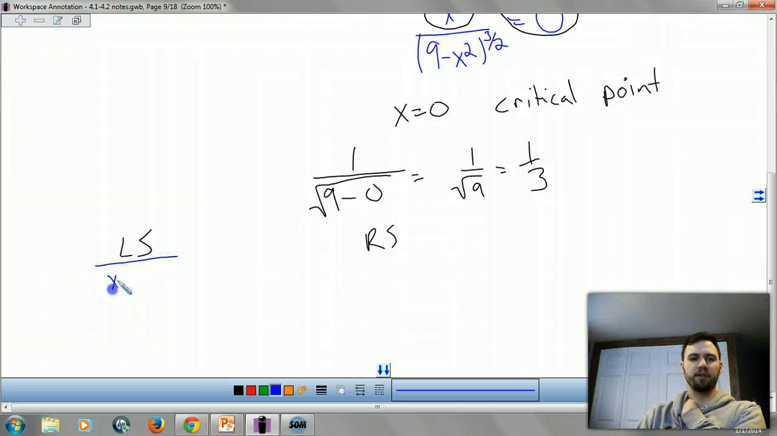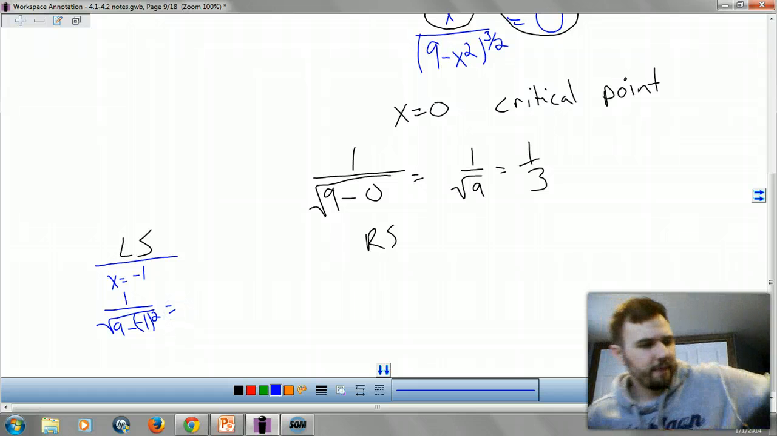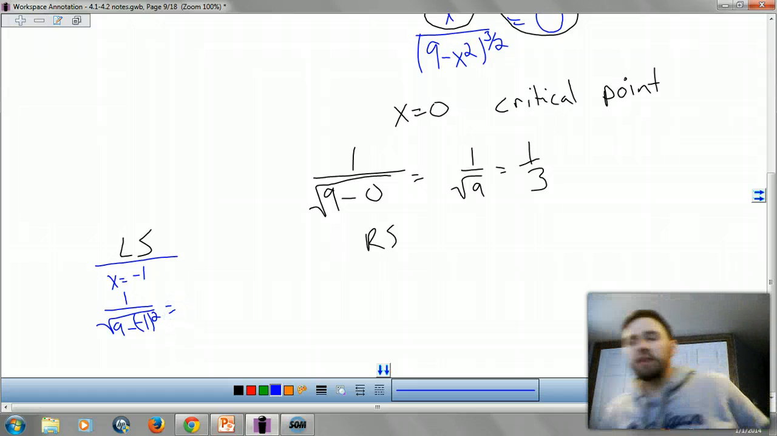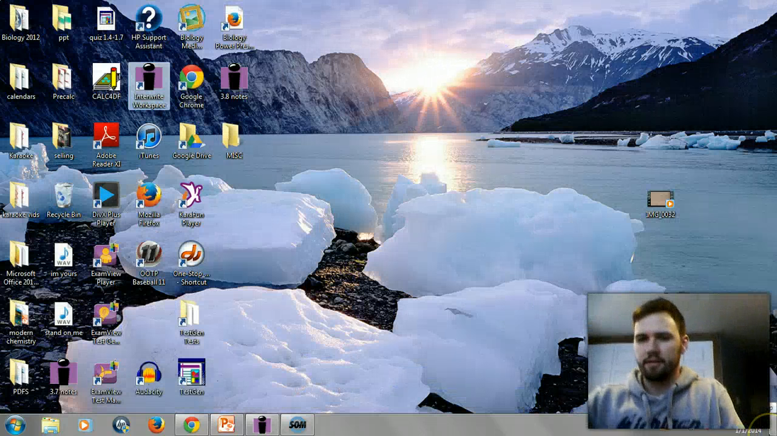So let's say x equals negative 1. 1 over square root of 9 minus negative 1 squared, right? Again, we have to plug it into the original equation here, because we are looking at the original equation.